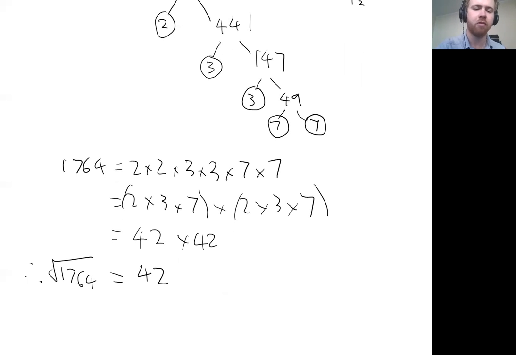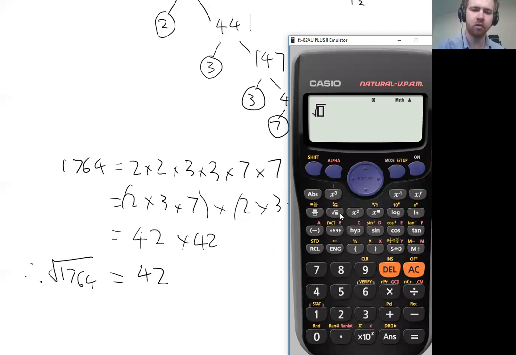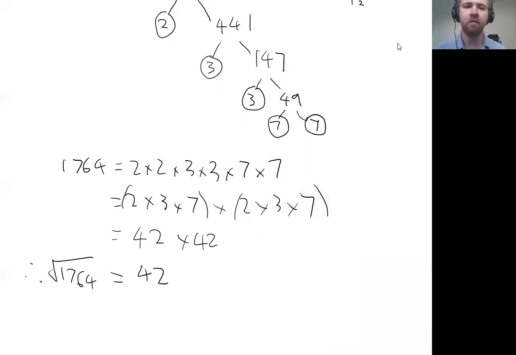So let's confirm that. Let's check in our calculator. The square root of 1,764 equals, and what do you know? We didn't even need a calculator. So we can use factor trees as a way of finding square roots of numbers.